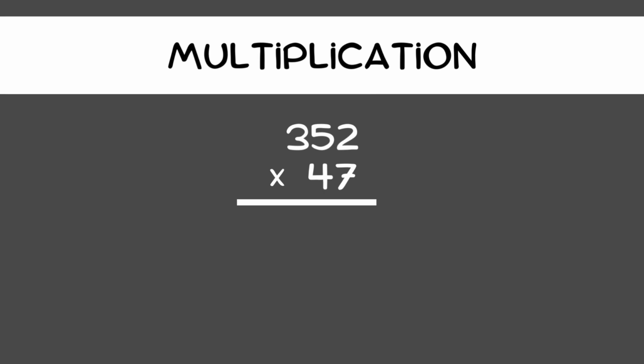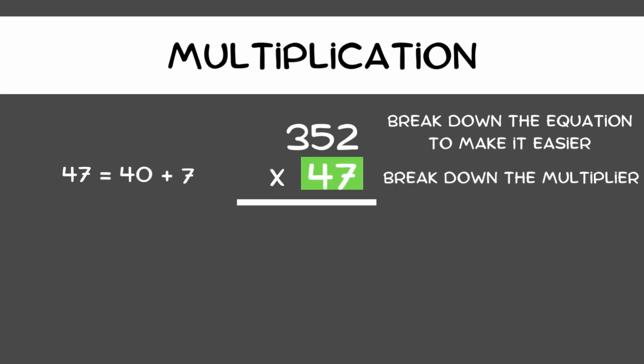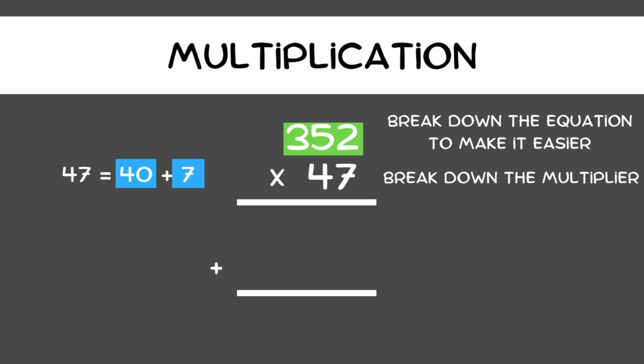Now let's say we wanted to multiply 352 with 47. Without the use of a calculator, this process is a bit tedious on its own, however. To solve this, we need to break down the equation. Firstly, we need to break down the multiplier, being 47, to 40 and 7, so we need to multiply 352 to both 40 and 7, then add the two numbers together.